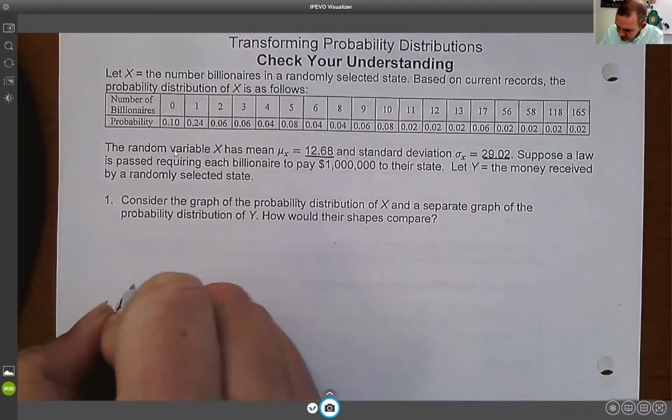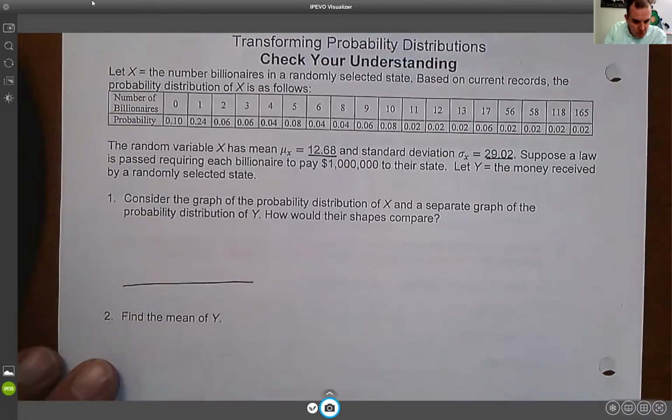If I were going to draw myself a number line, I am going to put the 12.68 in the middle. Then I need to subtract that standard deviation of 29.02. I hope you can see what's going to happen: 12.68 minus 29.02 gives negative 16.34. So going one standard deviation down puts me in the negatives, which is impossible because you can't have a negative number of billionaires. Realistically, that is saying I got 0 here. That's kind of my end.